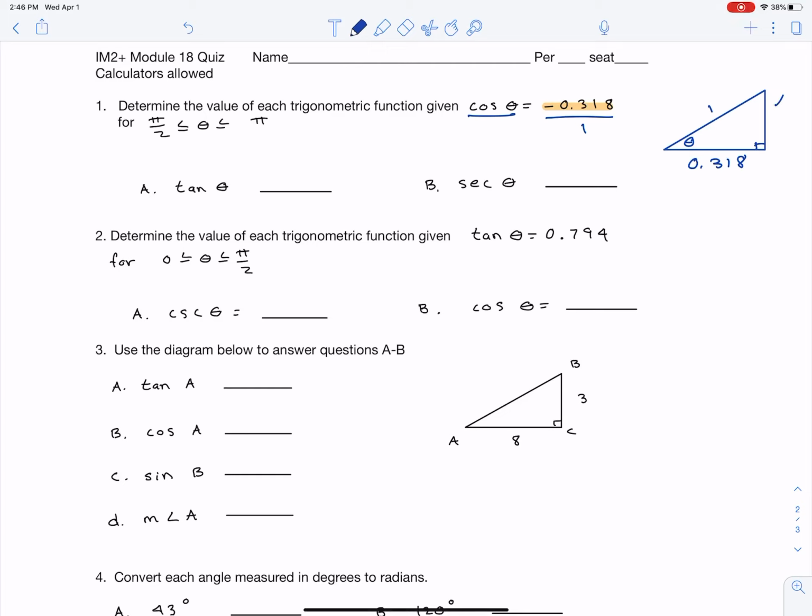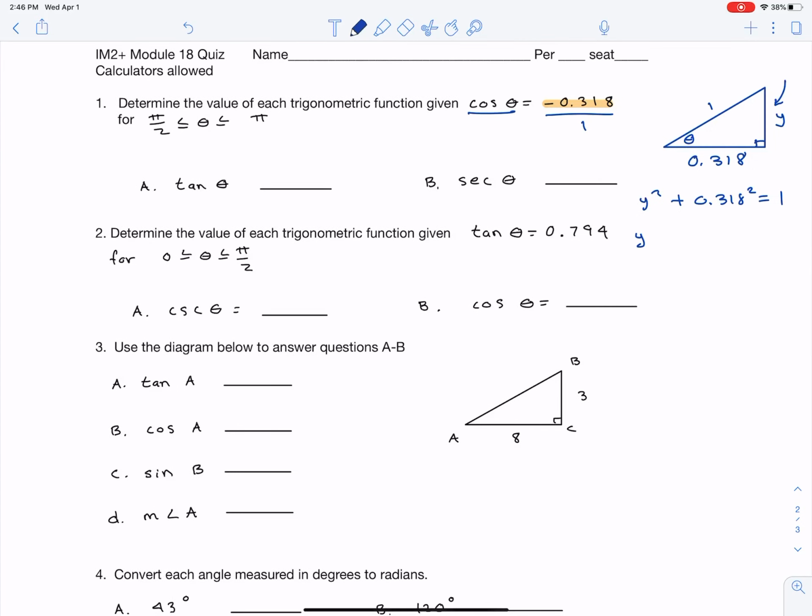Now I'm going to figure out what this side is using Pythagorean's theorem. Let's call that side y. So y squared plus 0.318 squared equals 1, and I can solve for y. So y squared equals 1 minus 0.318 squared, which means y is going to be equal to plus or minus whatever that value is.